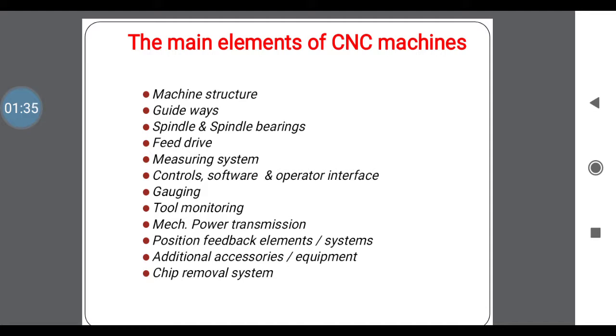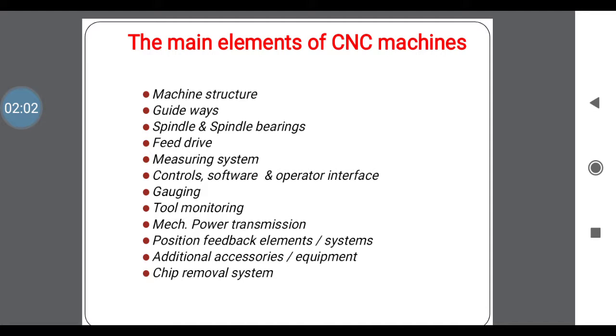Next one, gauging. Gauging are the devices used to maintain the work in the CNC. Tool monitoring. To observe the tool, we need monitoring. There are two types of monitoring: direct and indirect monitoring. Next one, mechanical power transmission. That is a conversion of one form of energy to another form: how to convert mechanical power to electrical or electrical to mechanical.